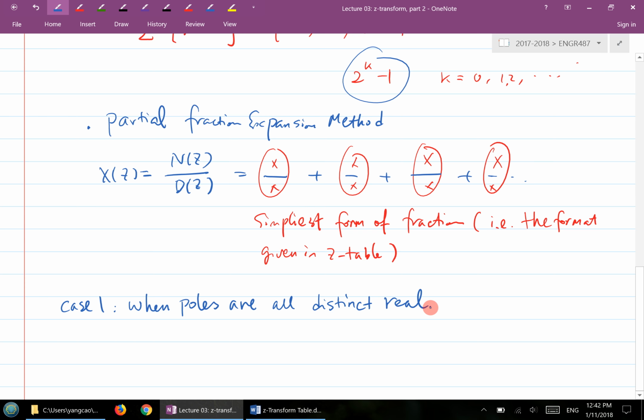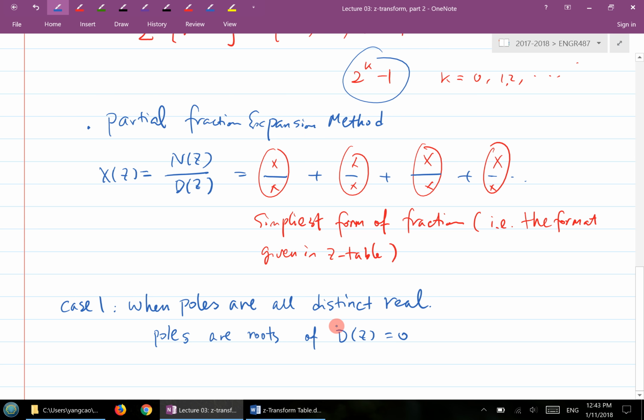Okay, so when the poles, poles basically means, if you recall that, poles means what? Poles means they are the roots of the denominator. Okay. So that's how you look at this case. If you let the denominator be 0, and you find the poles are all real, distinct real, so different, then you're falling into case number 1 here.